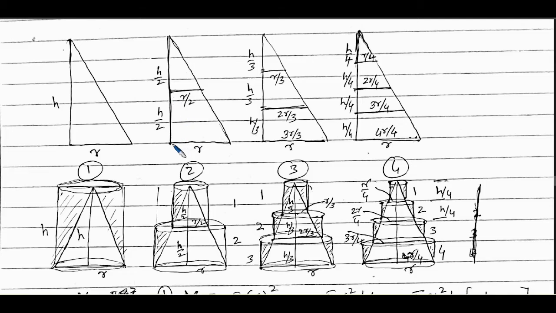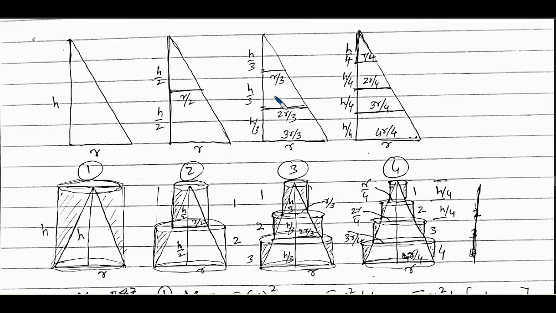So if this is r, I can break in between and make h by 2, and this will automatically become r by 2 because of similar triangles. As I said earlier, the total distance is h. It has become half, so this r will also become half, the same ratios. Now if I break into thirds, each part will be h by 3, so this will also become in the same ratio.